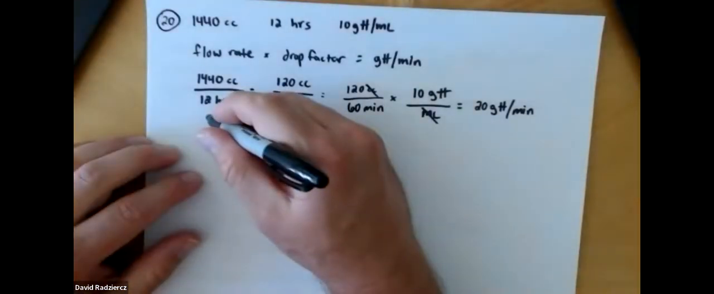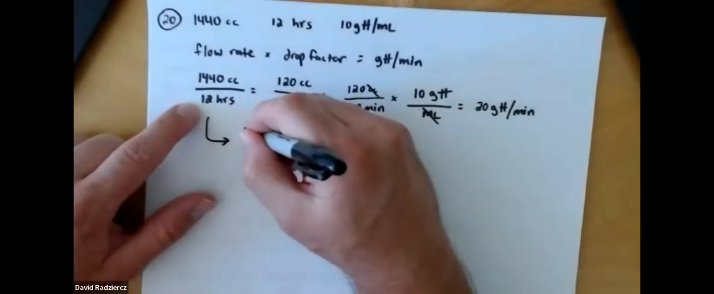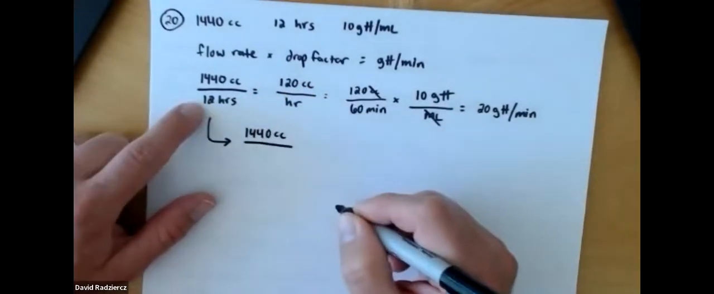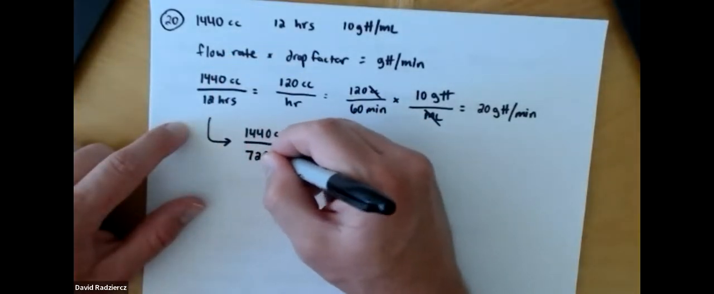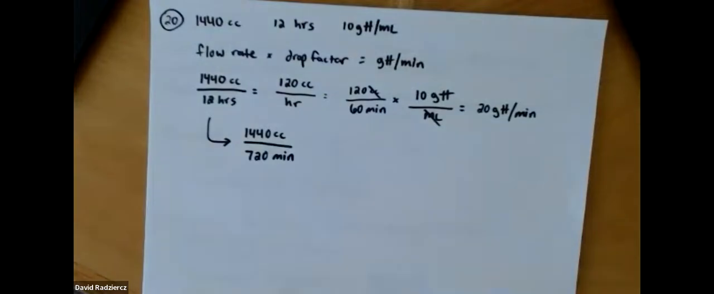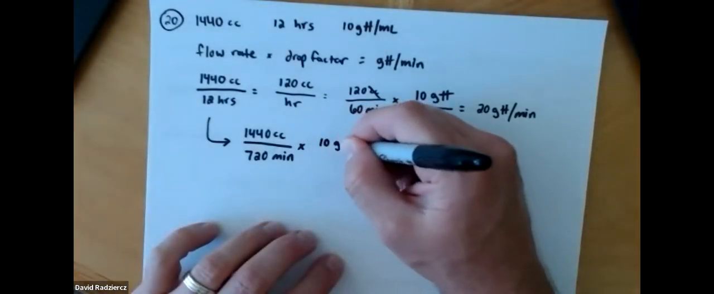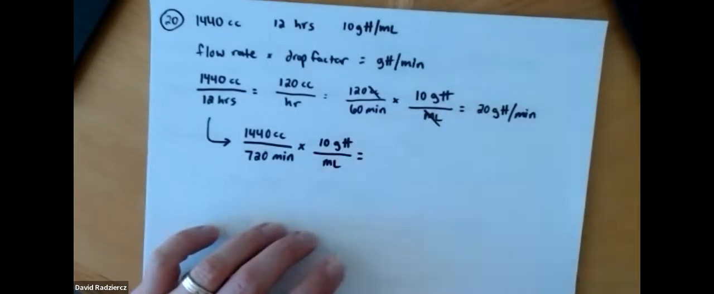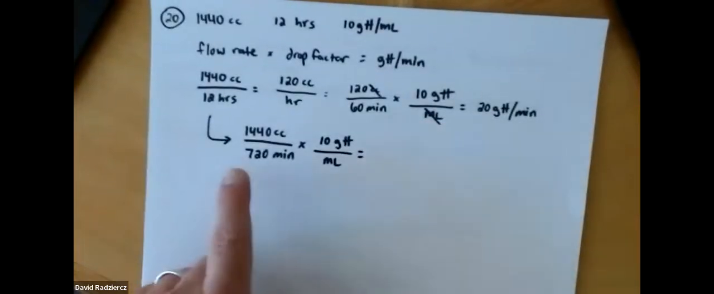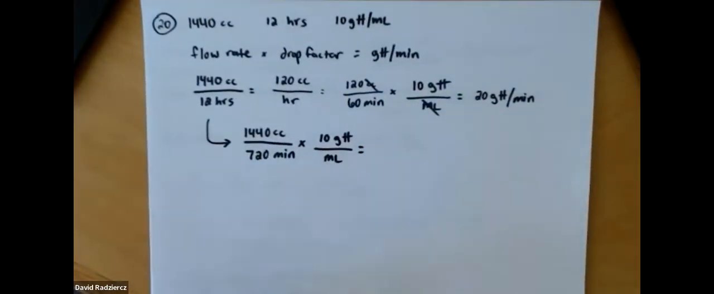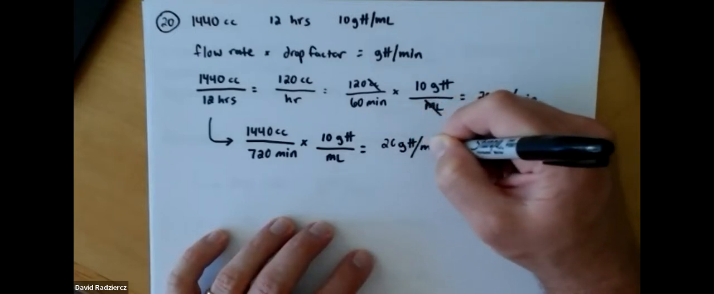An alternative way to setting this problem up is I would just right off the bat take my 1440 cc's, and then I would multiply 12 times 60, and that would give me 720 minutes. So before I even write anything, I would just set that up like that, multiply by the 10, and I'm going to come up with the same answer. This was just kind of in steps. This is maybe one less step. And you'll still get the same answer, 20 drops per minute.